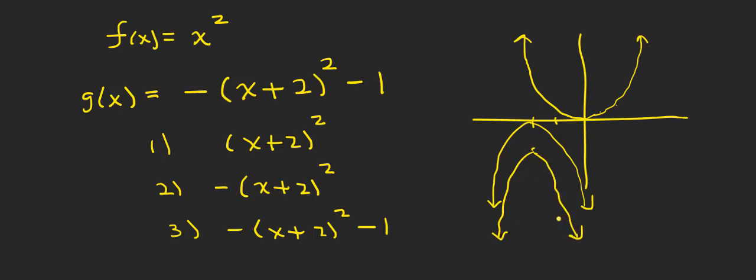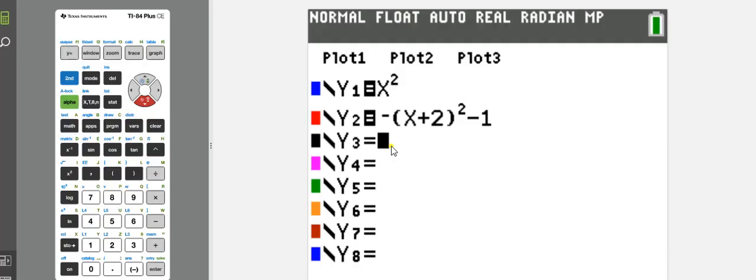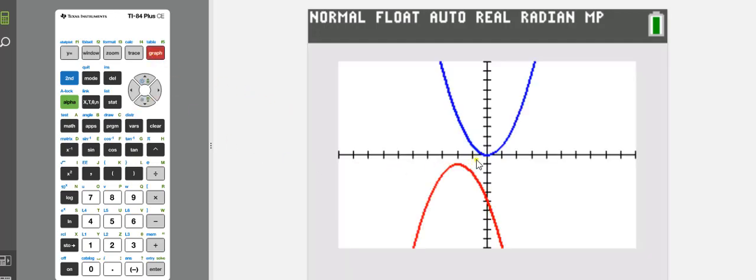Now let's use our graphing calculator to see if this is correct. So we have y equals x squared, and we want to graph negative quantity x plus 2 squared, minus 1. Let's graph it. Here's our x squared, and notice it moved to the left twice, and then there was a reflection with respect to the x-axis, and then everything went down once. So you have a better graph using a graphing calculator.